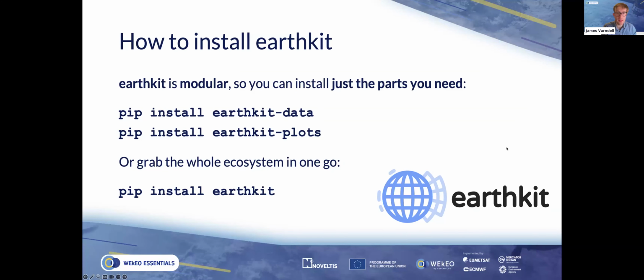So we recommend pip as the easiest way to install Earthkit. Given Earthkit is an ecosystem of modular tools, you can install just the parts you need if you like. For example, you can do a pip install earthkit-data or earthkit-plots to just get that package. Or you can grab the whole ecosystem of tools in one go with a pip install earthkit, and that will give you the latest versions of all of the tools in the Earthkit ecosystem.